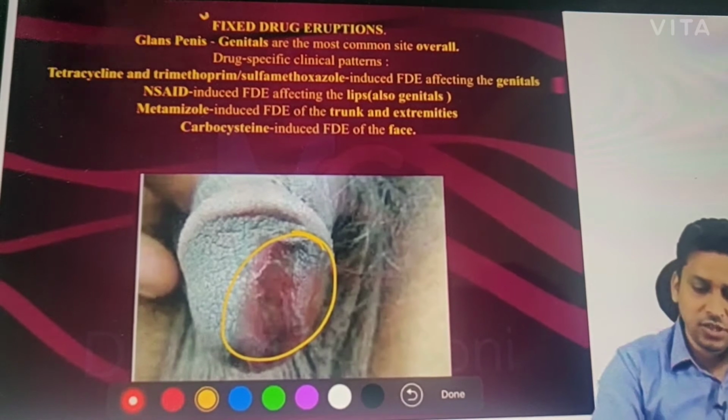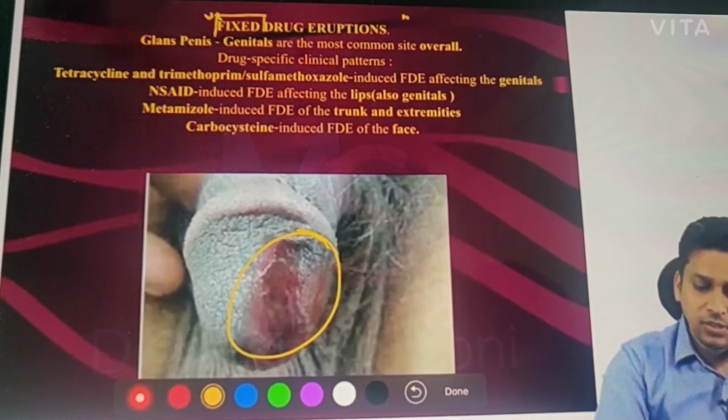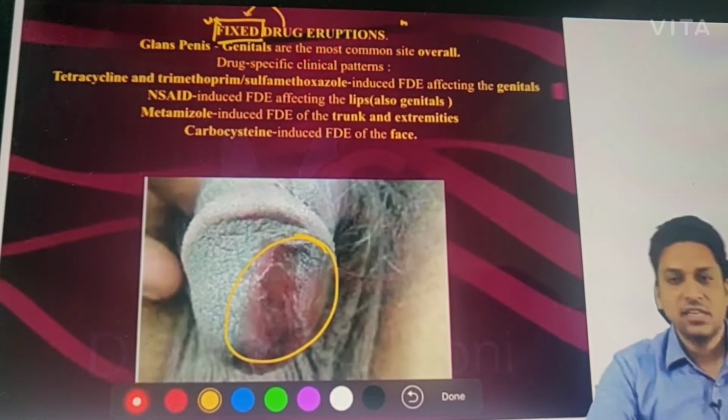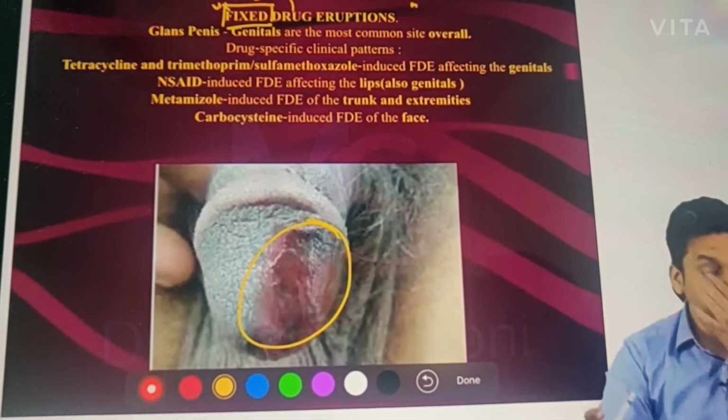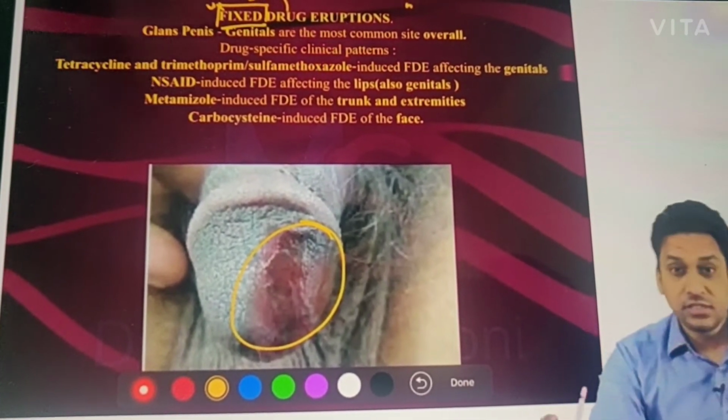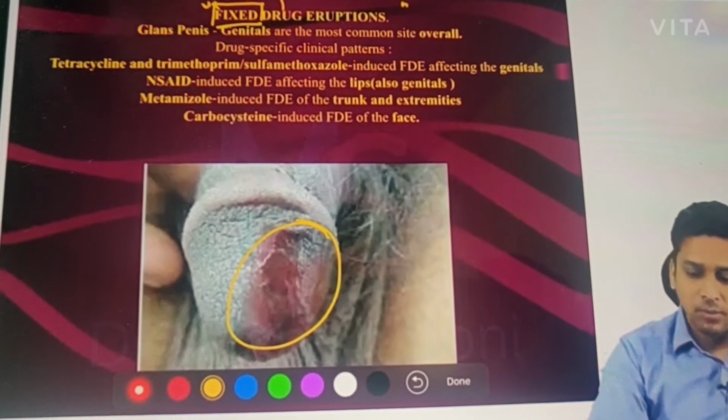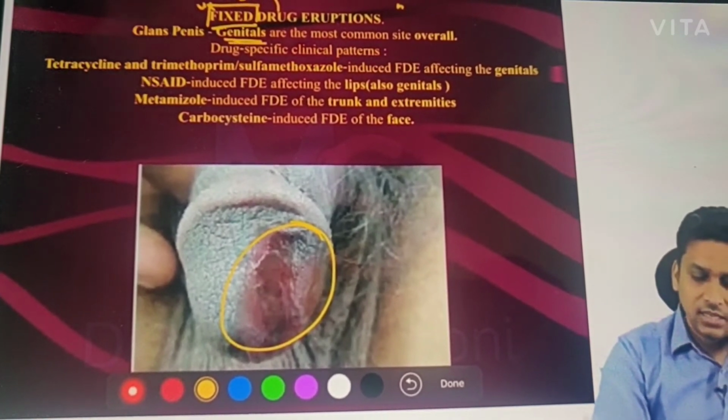Now sometimes these patients, after consuming drugs, start developing this hyperpigmented patch over genitals or lips. This is a case of fixed drug eruption. And why is it known as fixed? Because every time the patient takes this drug, again the same lesions develop over the same site. So it is fixed, occurs over the same site. These are the common sites involved, that is genitals, and sometimes lips.